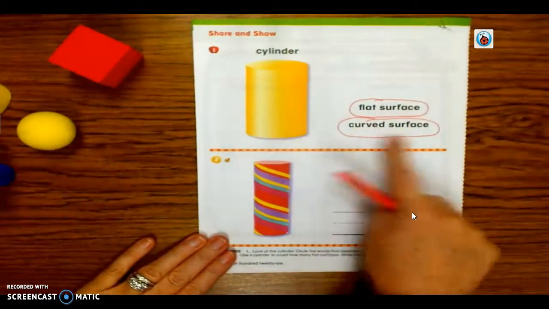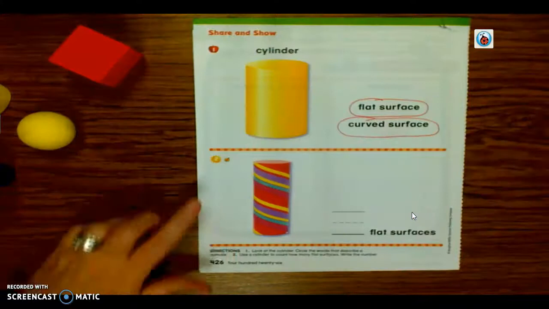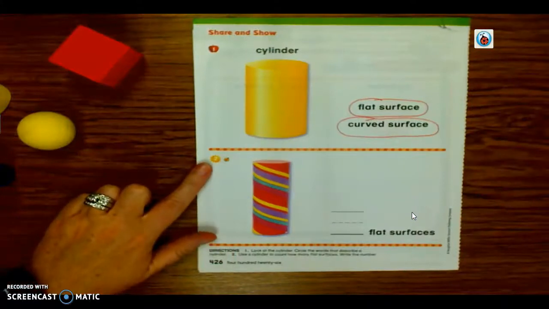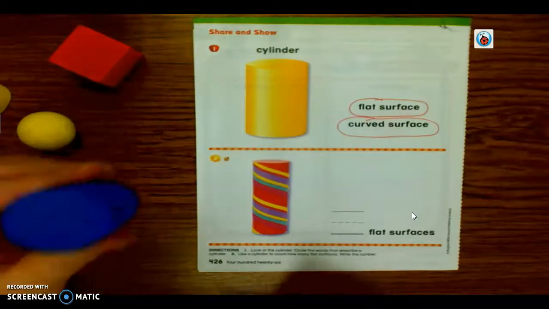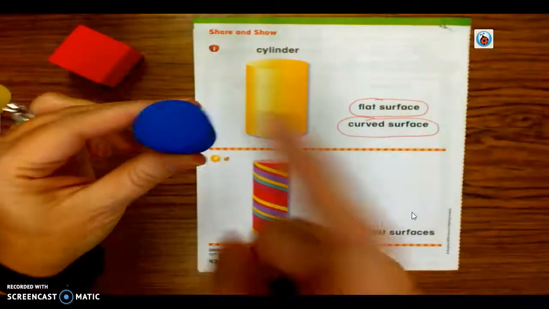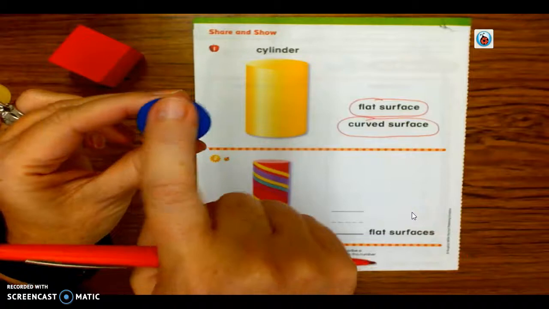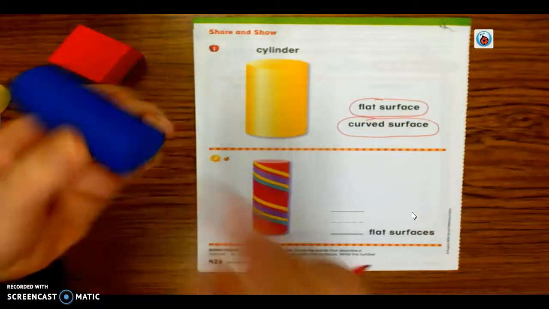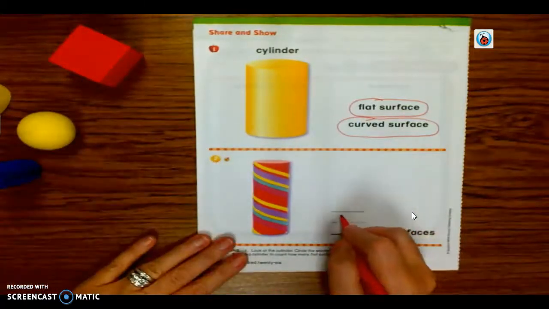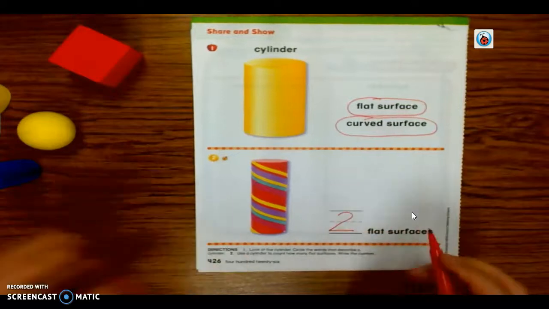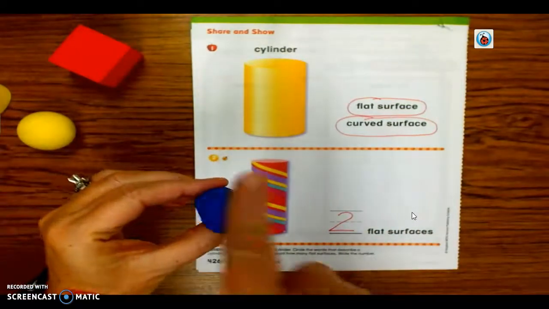So circle both those phrases: flat surface, curved surface. Put your finger on the yellow sun. How many flat surfaces does a cylinder have? One, two. One at the top, one at the bottom. It has two flat surfaces, and then it is curved all the way around.